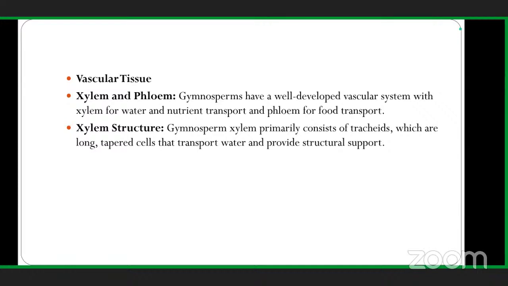So we will find xylem and phloem, which are very well developed. Xylem is for water and nutrient transport, and phloem is for food transport. Next is xylem structure. Gymnosperm xylem primarily consists of tracheids, which are long, tapered cells that transport water and provide structural support. So it is for transportation of water, and it is long and tapered.